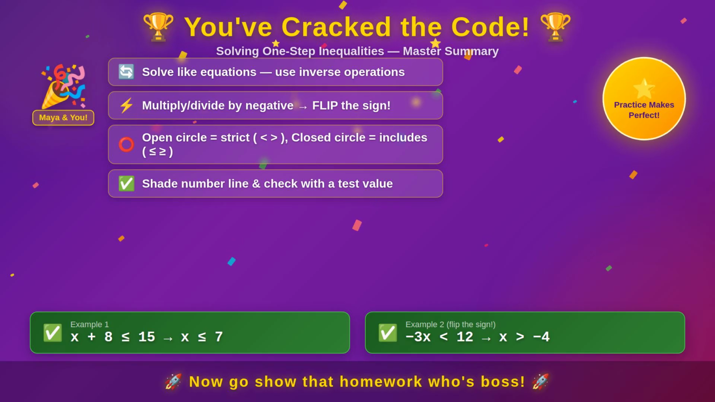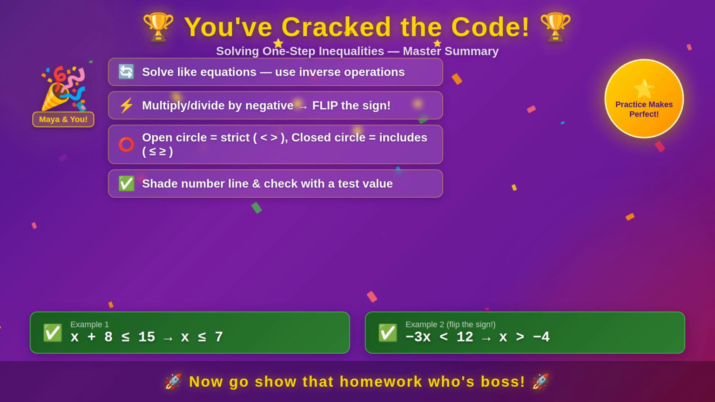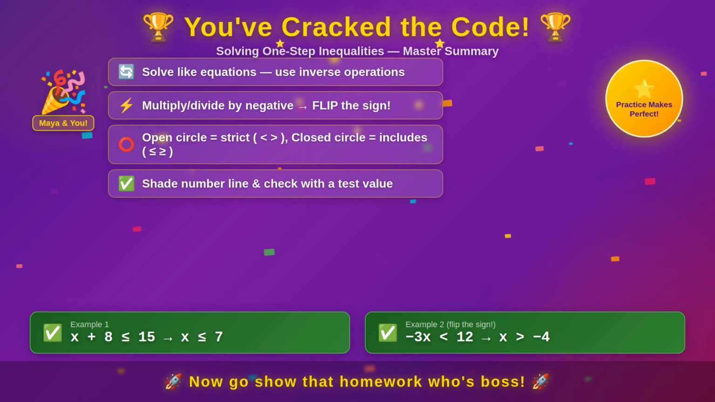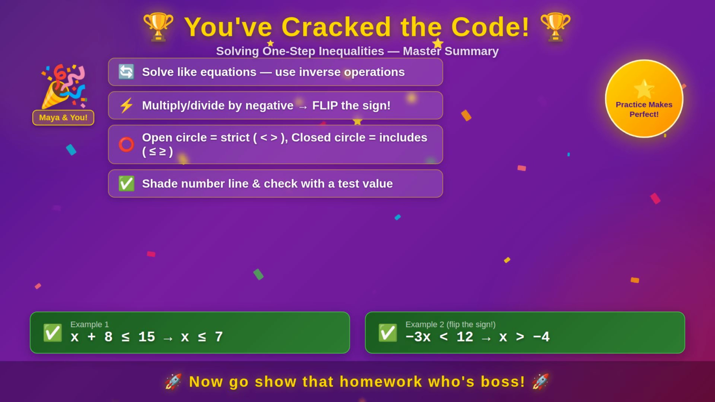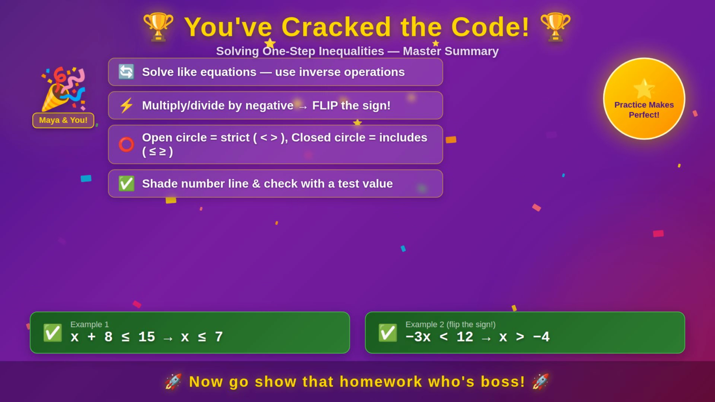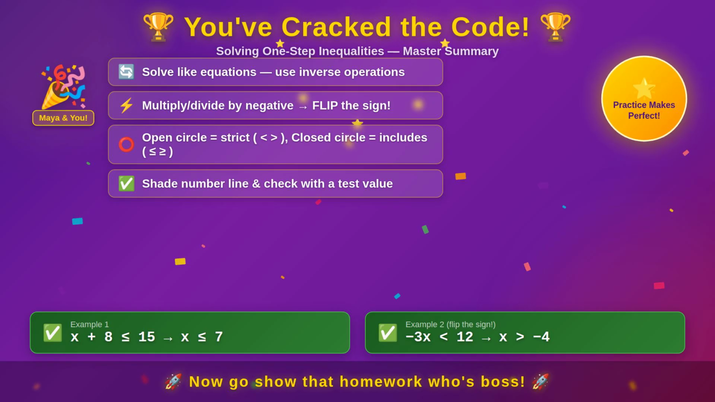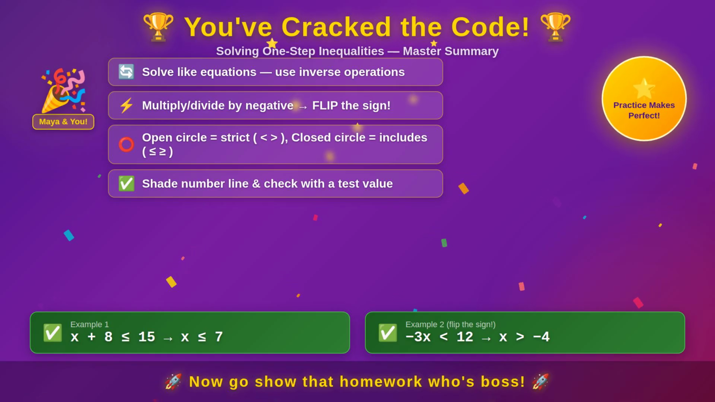Here's your recap. Solve inequalities just like equations, using inverse operations. If you multiply or divide by a negative, flip the sign. That's the secret weapon. Use an open circle for strict inequalities and a closed circle when the sign includes equals. Then shade your number line in the right direction and check with a test value. You've totally cracked the code.